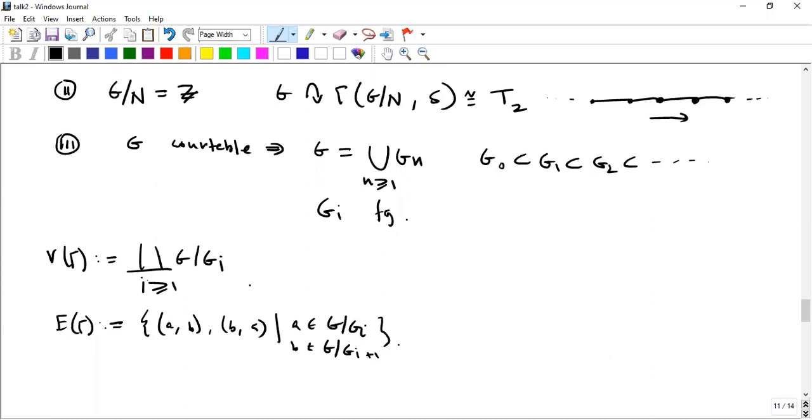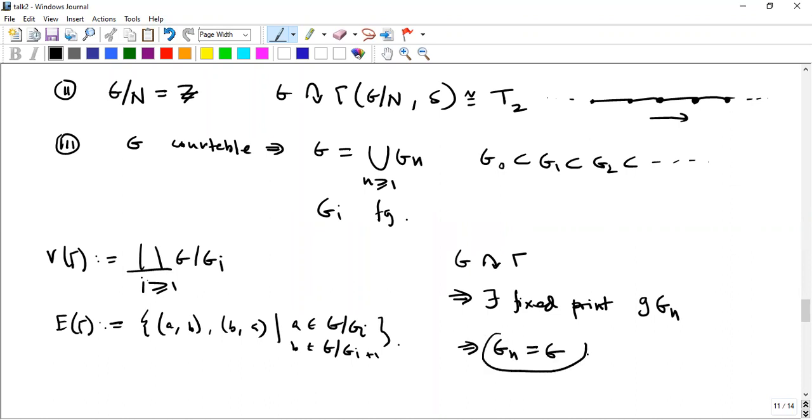And on this graph, G acts. So G clearly acts on this graph. So it has to have a fixed point, because we have property Fa. If there is a fixed point, then some coset is fixed under the action of G. Let's say the fixed point is a coset of Gn, say G Gn. So this is fixed under the action of G, but that forces Gn to be equal to G, right? How else can a coset be fixed? So one of these Gn is G. So that means G is finitely generated.